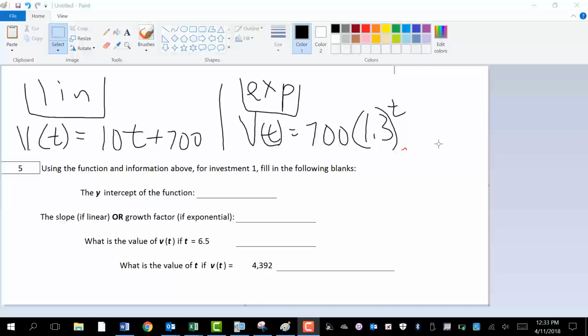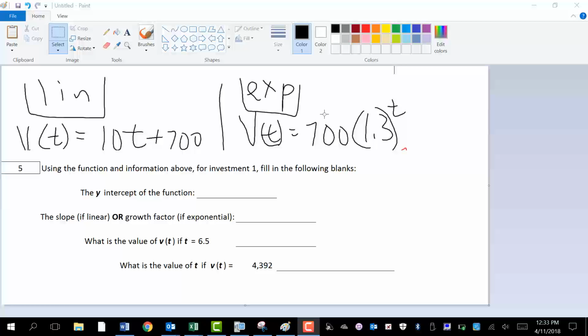All right, so question number 5. We have several questions based upon using the function that we got above and the information above from the investment to fill in the following blanks. So, as you recall, this is the function that we got from the situation above.